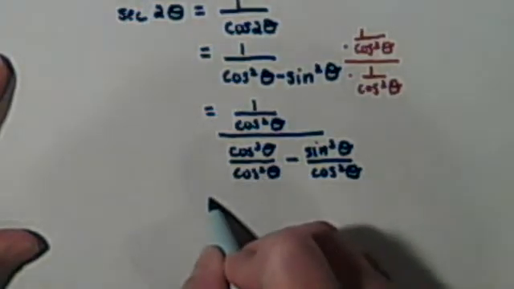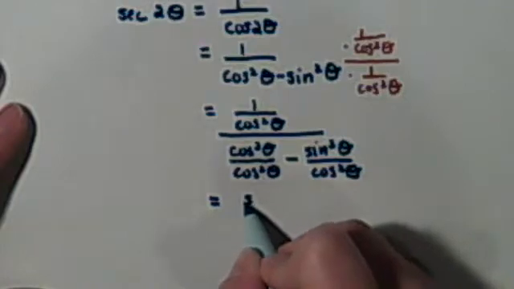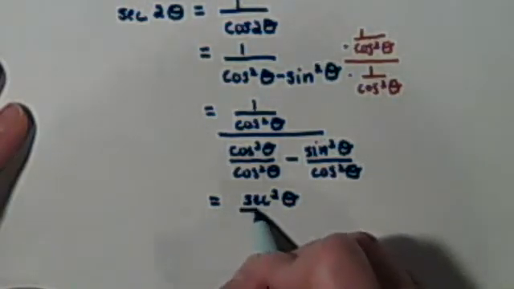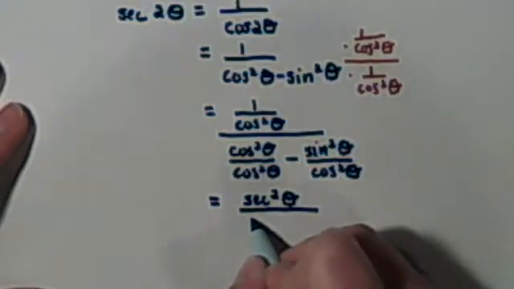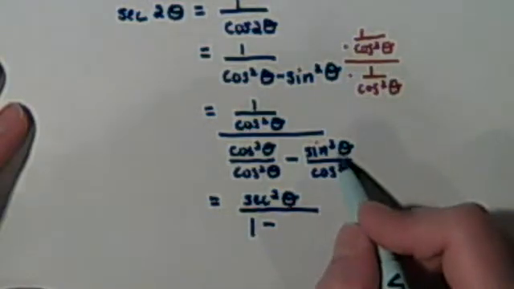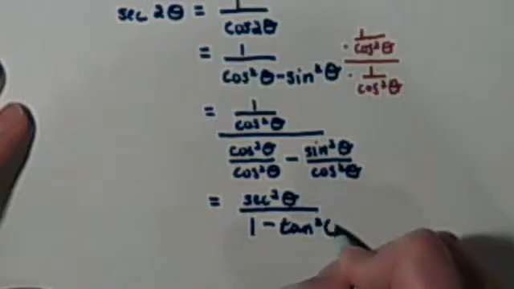Now if I keep going, notice that the top now gives me a secant squared theta, which is what I want. And in the denominator, cosine squared over cosine squared is 1, and I end up with 1 minus sine squared over cosine squared, which is tangent squared theta.